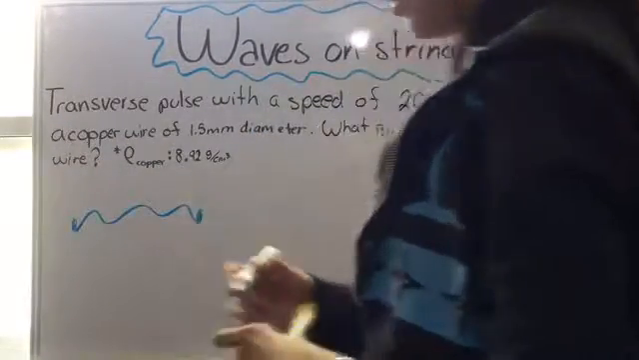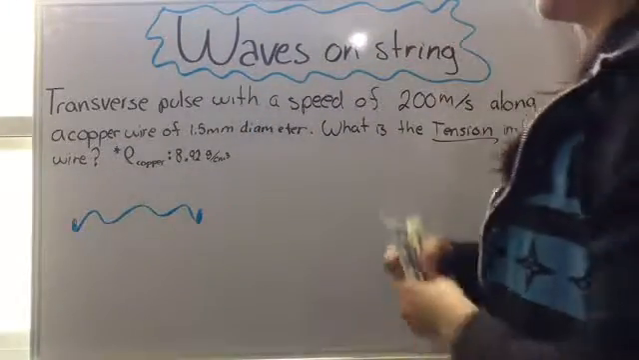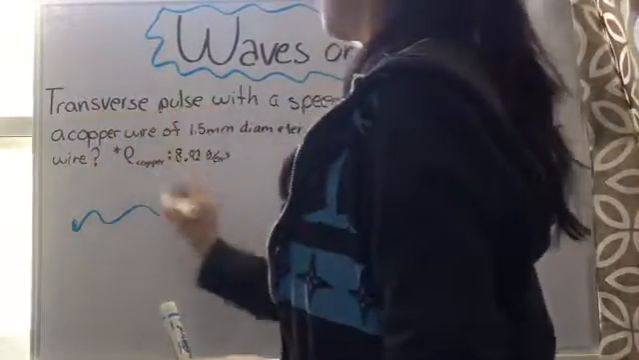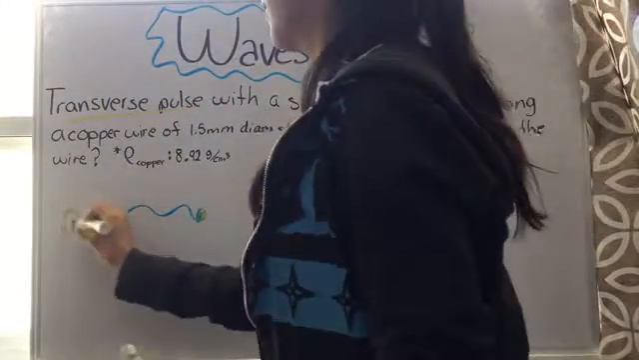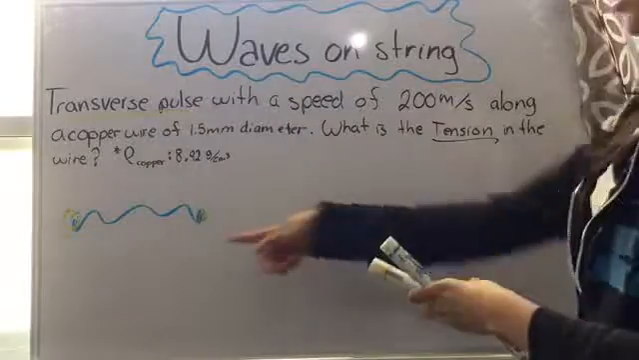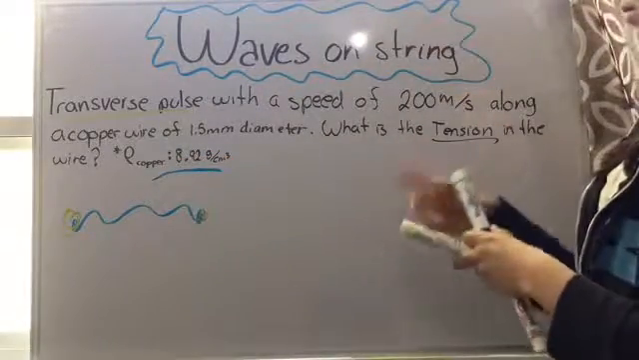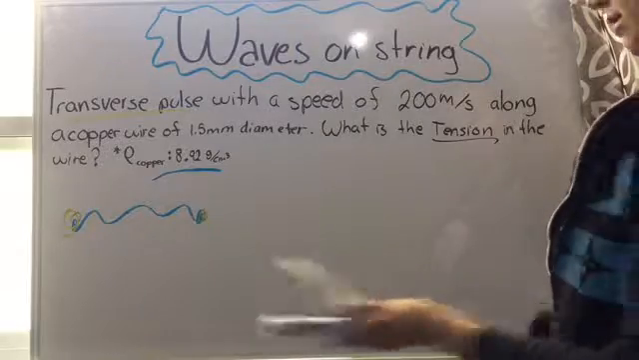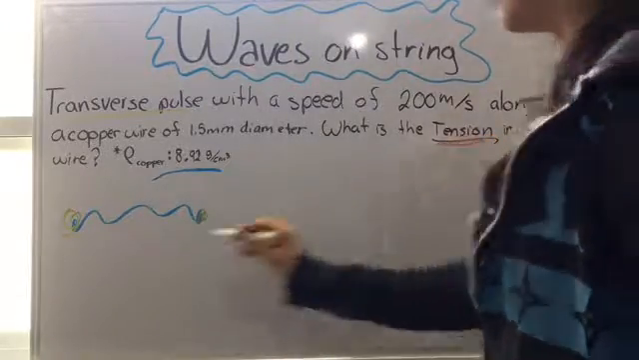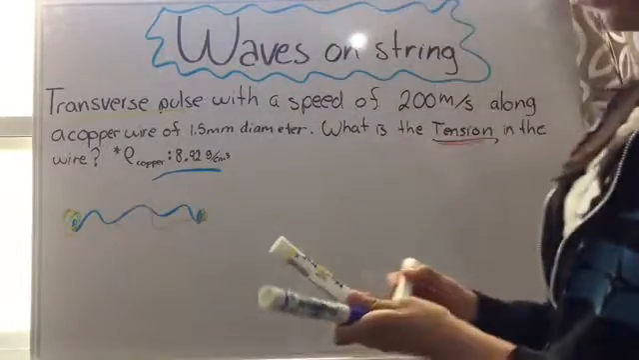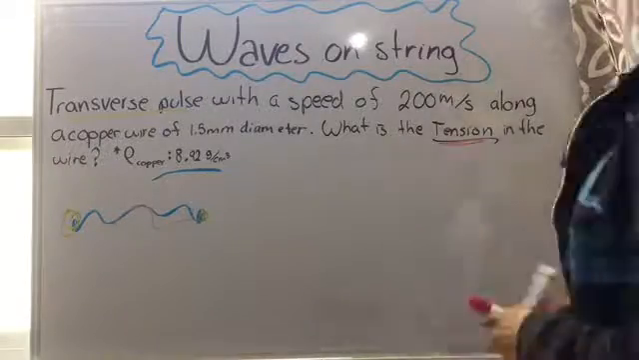Well, in a wave, the transverse pulse goes from one extreme to another, and in this case it is 200 meters per second. And also, they are saying to us that the wire is copper and has a density of 8.92 grams per centimeter cubed. And they're asking us for the tension of that wire.